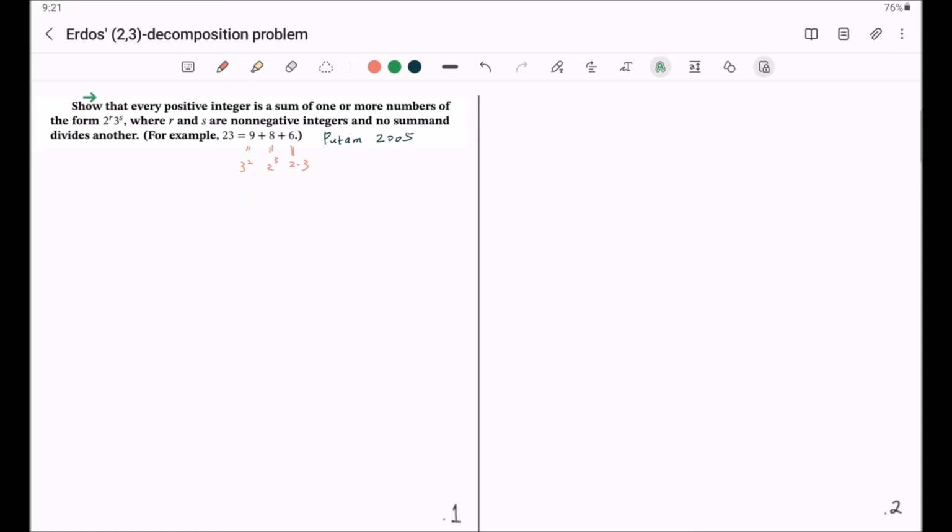This problem is due to Erdos. As you can see, this looks like some restricted form of prime decomposition of integers. Instead of using all possible primes, we are restricting ourselves to just using prime numbers 2 and 3. But as a compromise, we allow ourselves to decompose that integer not just to this single product, but to the summation of several terms of this form. Okay, now let's prove it.